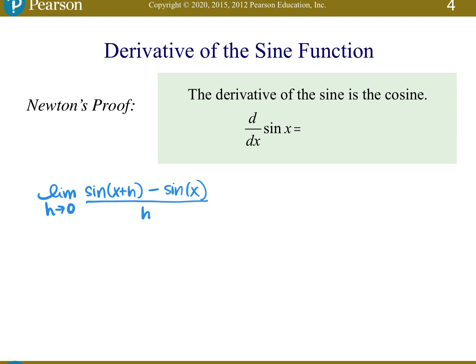What would be the problem of plugging in 0 right now? Why? What would you get if you put 0 in for both positions of h? You'd get sine of what? Sine of x minus sine of x over 0. And the problem is 0 over 0. And what did we call that? Indeterminate. All right, so Newton's like, well, bummer on that. I have to go back and figure this out.